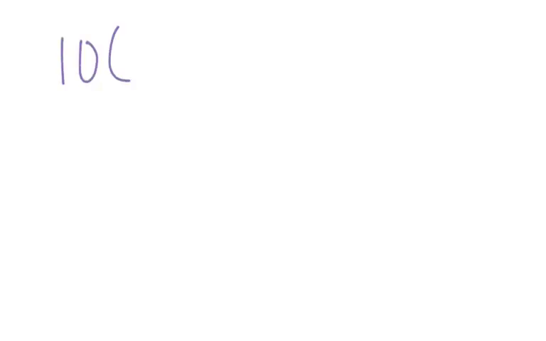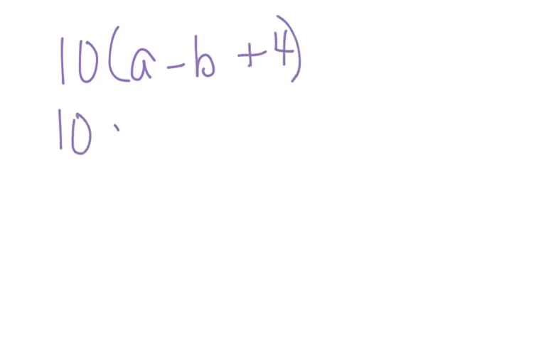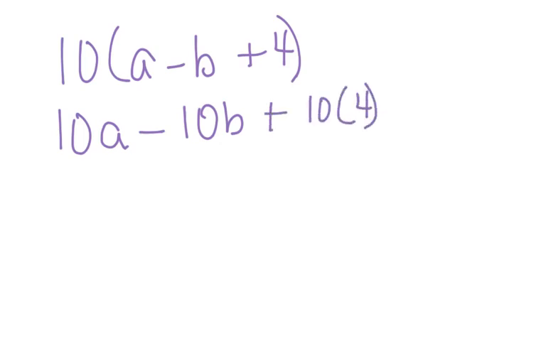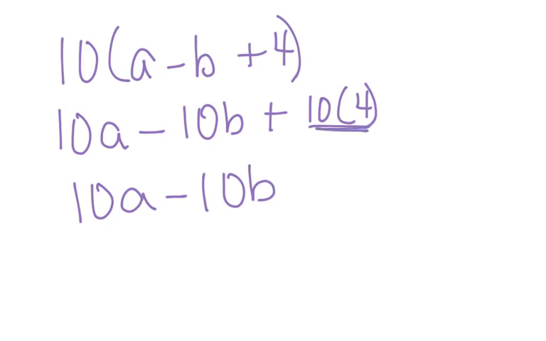Next you have 10, and it's going to be distributed to these terms. So we're going to put a 10 on the A and a 10 on the B. But for the last one, we're going to put a 10 multiplied times the 4. Well, 10A and 10B are written that way as the term, the coefficient and the variable. But 10 times 4 is actually 40. So when you distribute the 10 times the 4, you get 40.